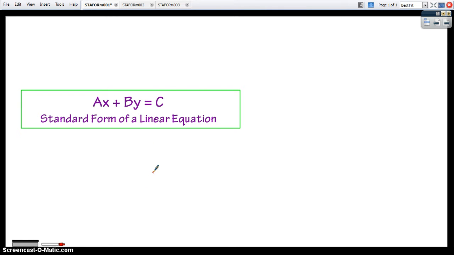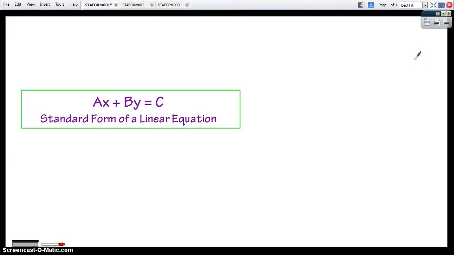Now standard form looks like this: ax plus by equals c, where a, b, and c are just numbers, constants. Anything that takes this format, where all the x's and all the y's are on one side and just the plain numbers on the other, is considered to be in standard form, and it means that it is a linear equation.